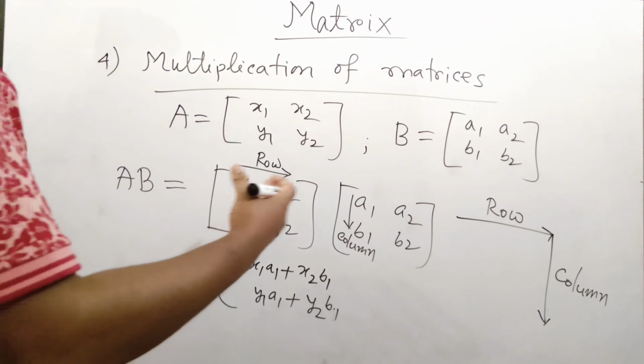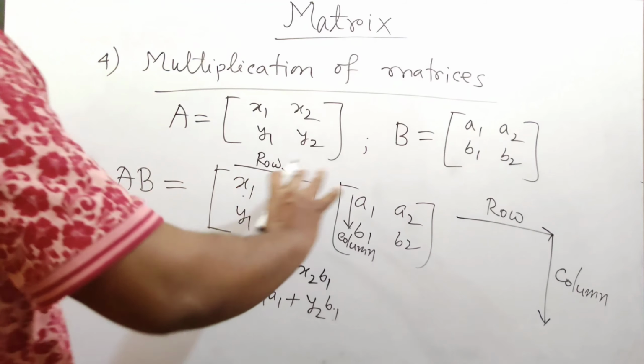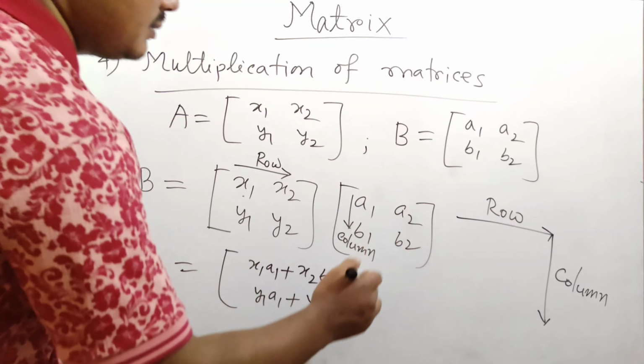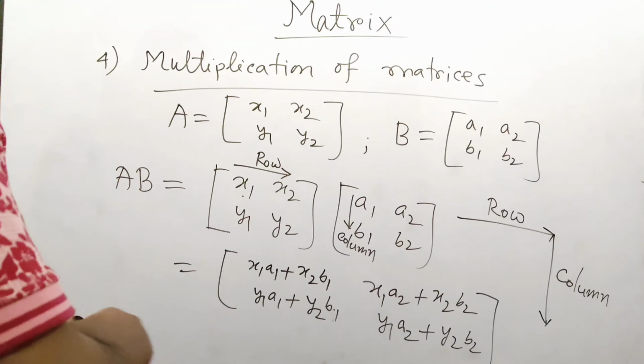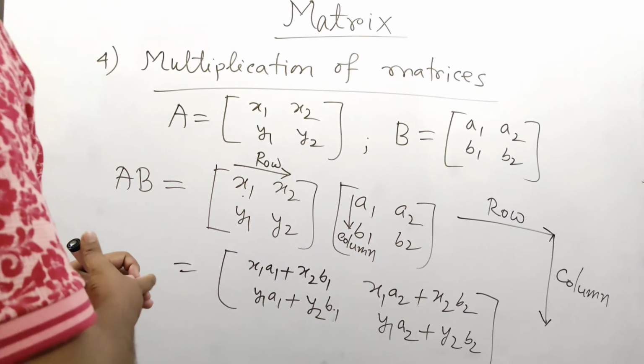So then we'll do the next multiplication. We multiply the second column with the two rows, that is x1 multiplied by a2 plus x2 multiplied by b2, y1 multiplied by a2 plus y2 multiplied by b2. After that you just do the addition of these numbers. If a number is given, then it will be so easy for you. So this is the general form of this multiplication, and if you do the rest of the calculation, then you will get the value of this.